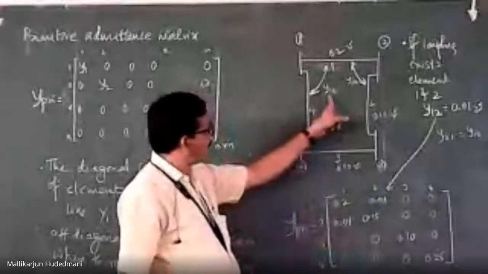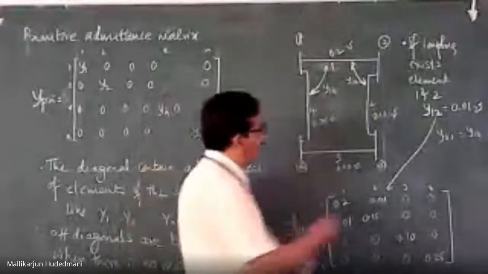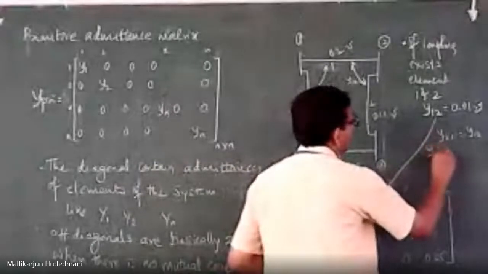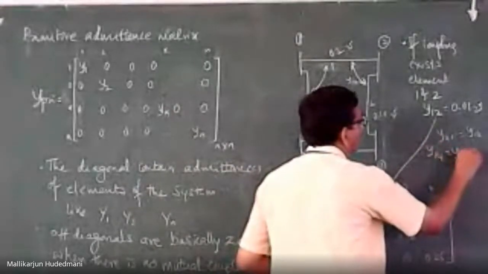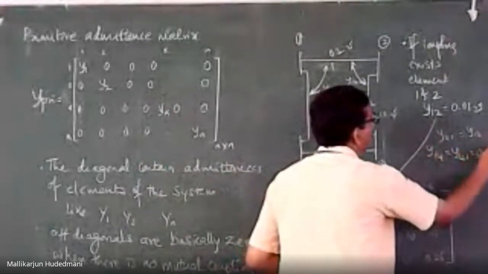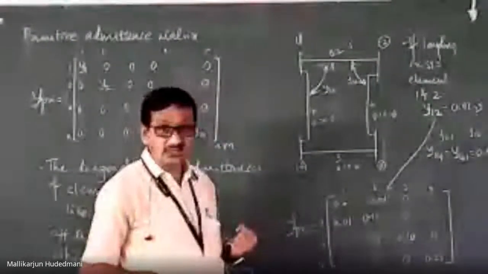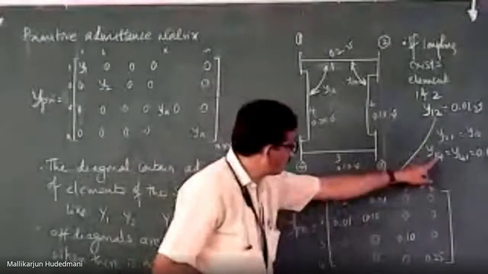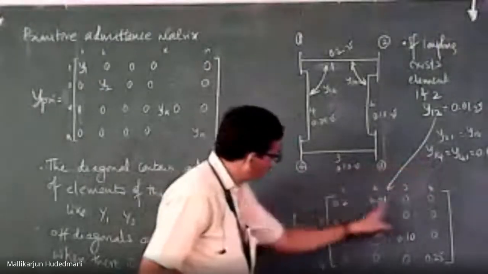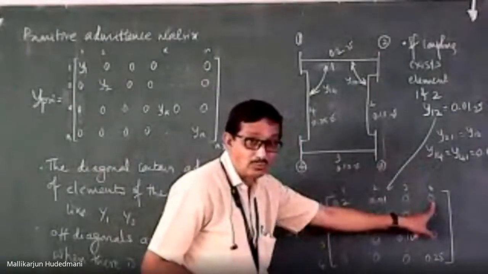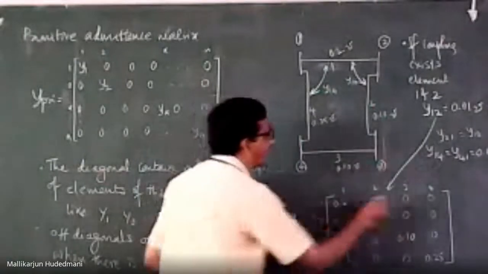Suppose y14 is equal to y41, let us say 0.1 more, as an example. Then how do I represent it? It's represented as 1,4, row number 1, column number 4. I am going to modify this, it will be modified as 0.1.